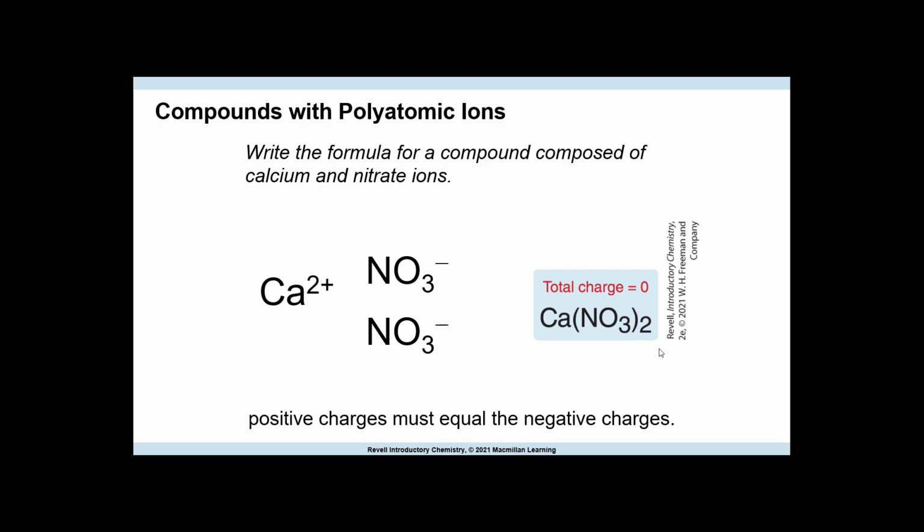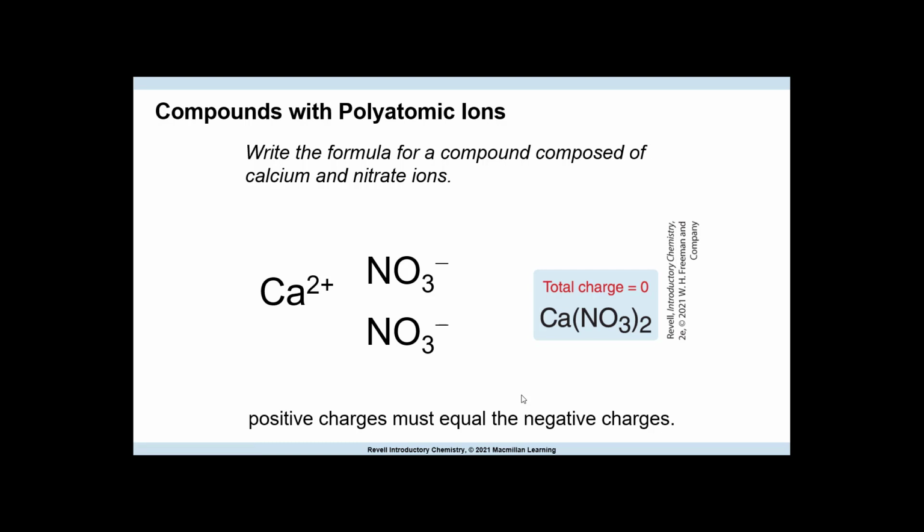But how do we write this out? Well, you take the calcium and you put the polyatomic ion inside parentheses with a 2 subscript below. This means that you have 2 nitrate ions. So what does this mean? This means you have 2 nitrogens and 6 oxygens, which is what you have here. So you multiply this and you multiply this, and this will equal a 0 charge for the overall compound.